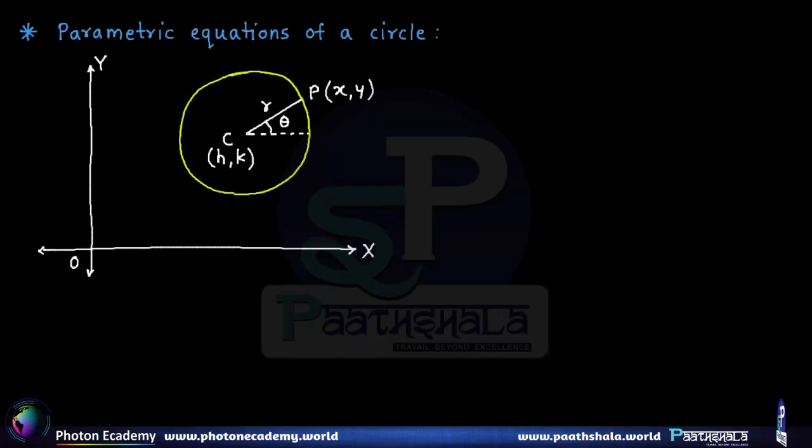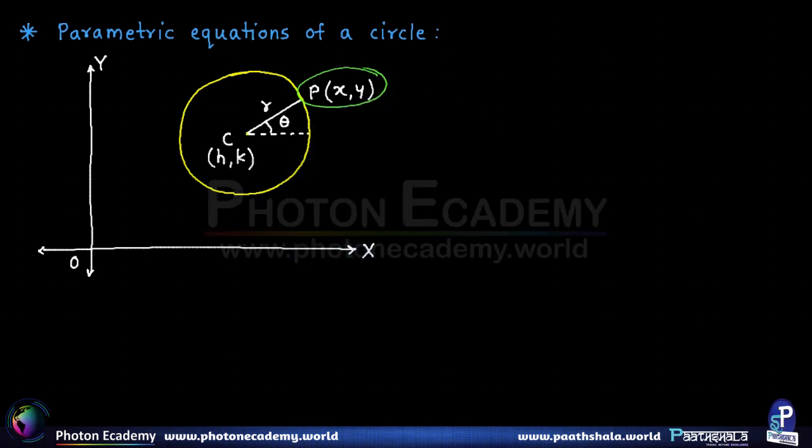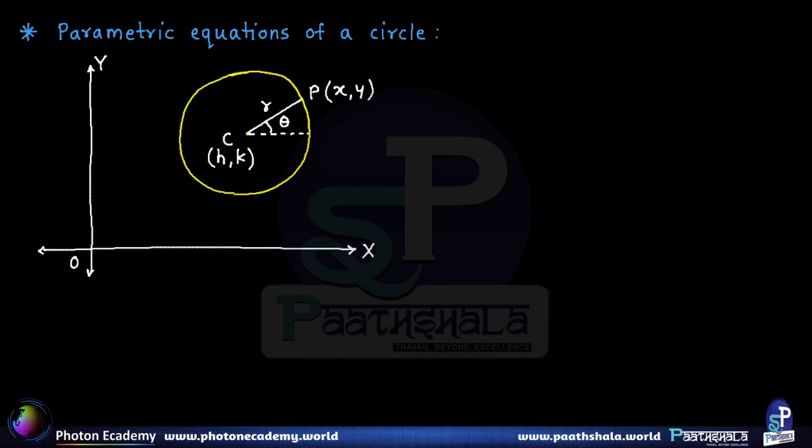Now we see the parametric equations of a circle. By parametric equations we mean, instead of considering the coordinates of any general point as x and y, which are two unknowns, won't it be nice if we have a single unknown to deal with? That is what we call a parameter. Now here, let us consider the angle made by the radius CP with the horizontal direction as theta.